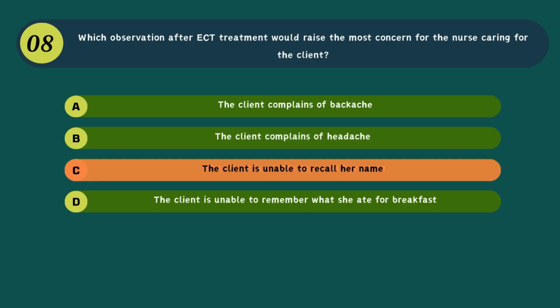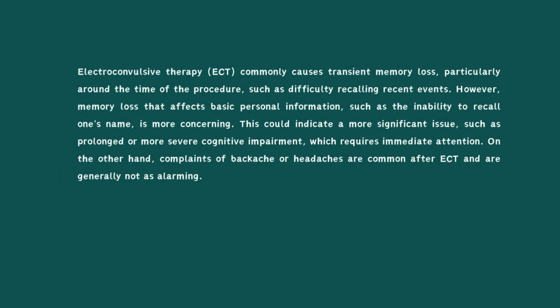Correct answer. C. The client is unable to recall her name. Electroconvulsive therapy commonly causes transient memory loss, particularly around the time of the procedure, such as difficulty recalling recent events. However, memory loss that affects basic personal information, such as the inability to recall one's name, is more concerning. This could indicate a more significant issue, such as prolonged or more severe cognitive impairment, which requires immediate attention. On the other hand, complaints of backache or headaches are common after ECT and are generally not as alarming.